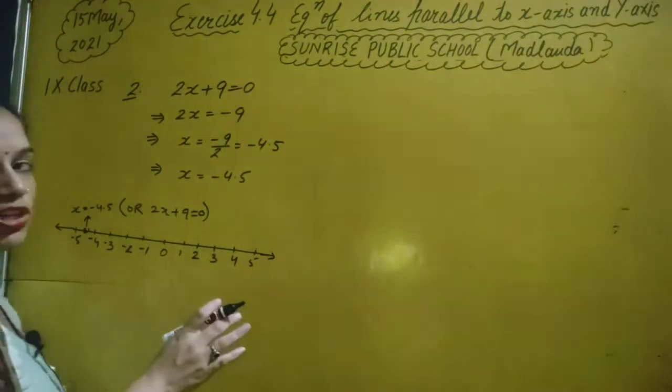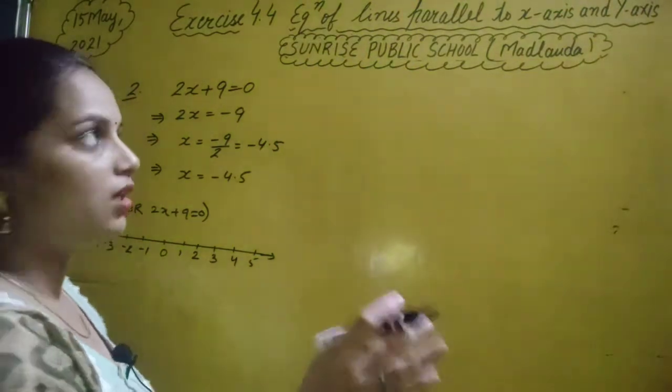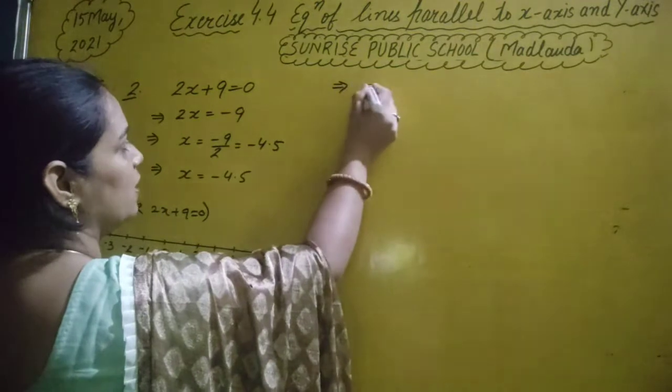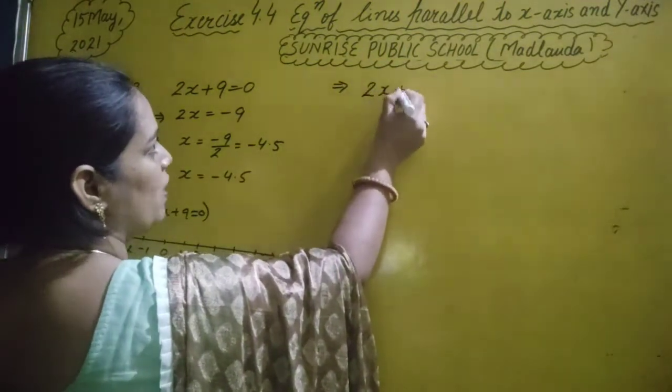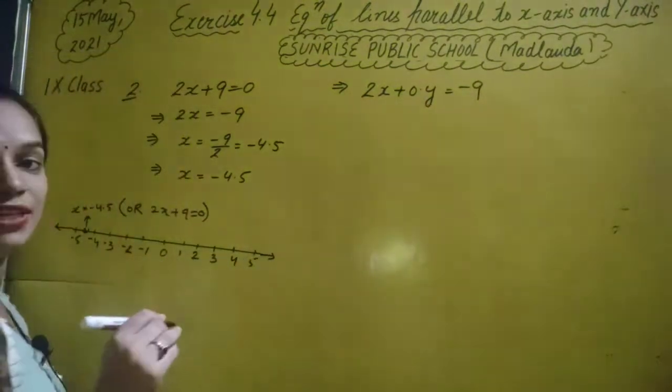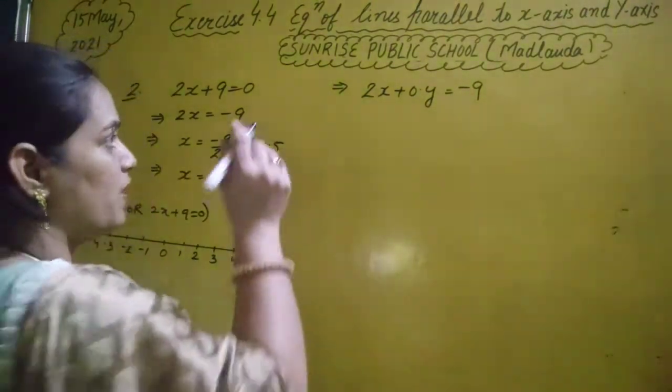ये कैसी representation है? As a one variable on the number line. Now we will represent it as the two variable. आप इसे two variable में convert करेंगे, and in the two variable we can write it as like this. Now this equation is in the two variable.